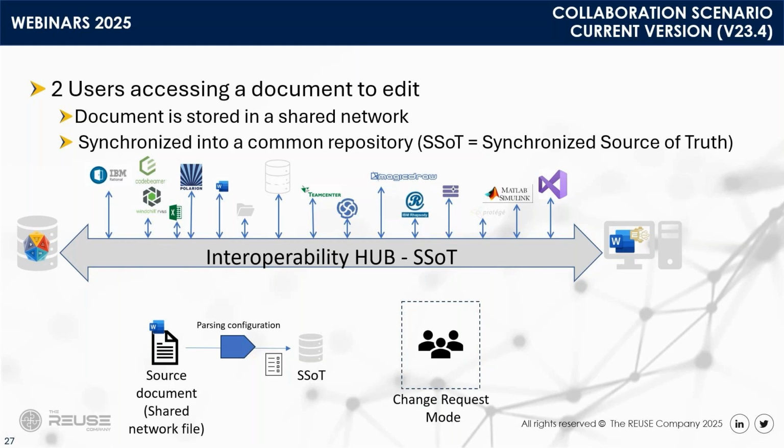In the case of a shared network file, it's still a Word file, so user one will be accessing the plugin, let's say in exclusive mode, so that no other user can access at the same time. Eventually, Word will also prevent you from opening the file at the same time. So user one will contribute, user two will contribute at another moment, and then the change request mode will enable administrators, members of the change control board, to decide what to do.